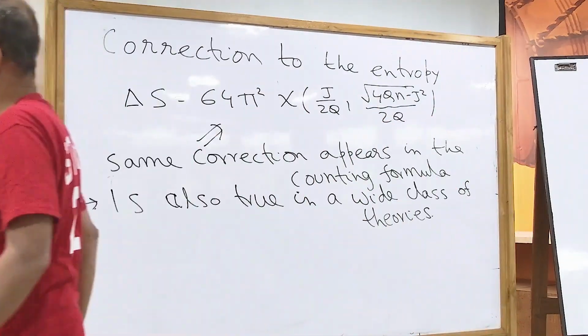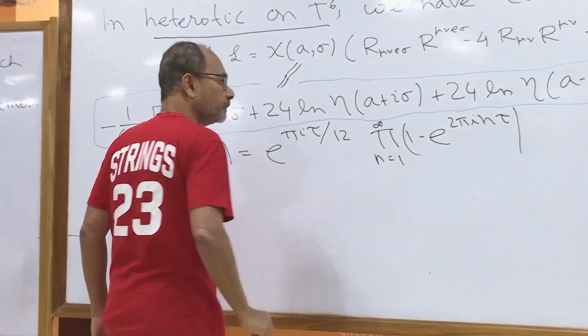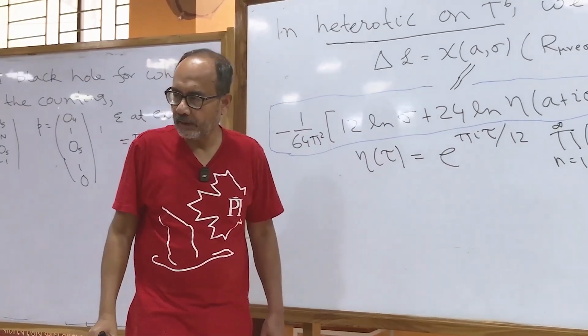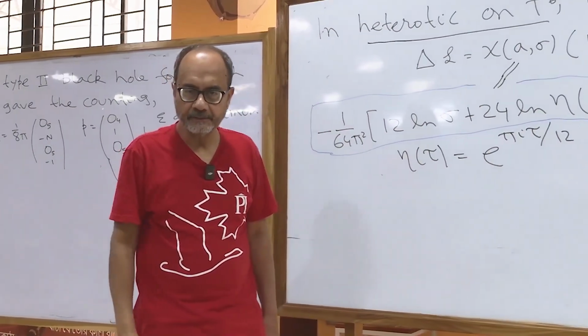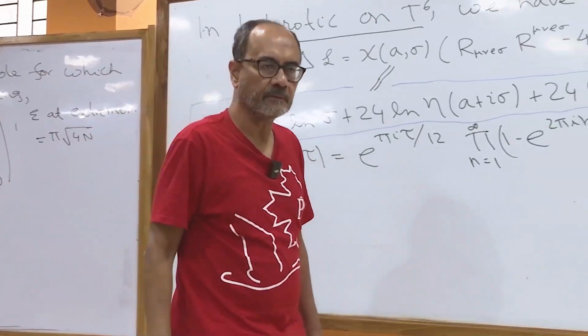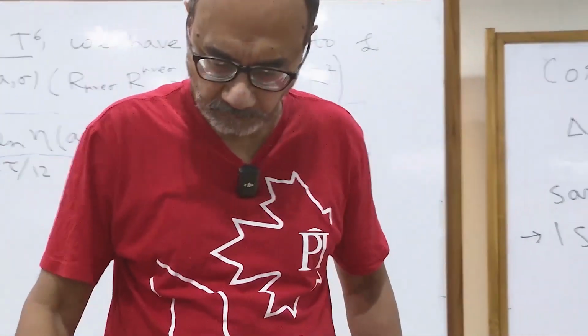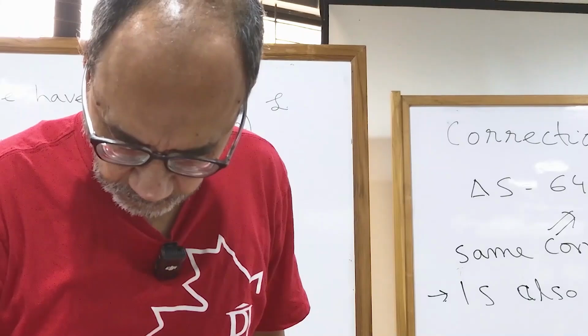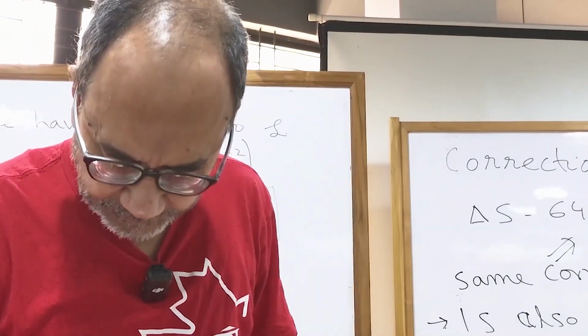This is for heterotic. Okay, for type 2 there is no such correction. Are there questions?